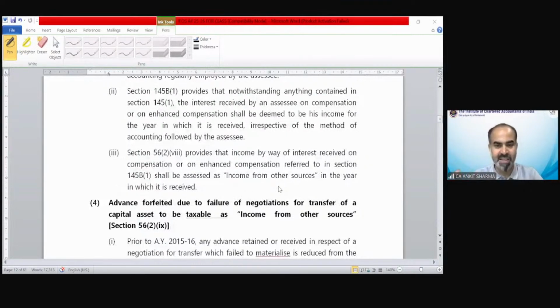The 50% concept will come later when we discuss allowed expenditure and not. In that, it will explain that in case of interest on enhanced or original compensation, only 50% is going to be taxed and 50% will be deemed allowed as expenditure. Point number 4.